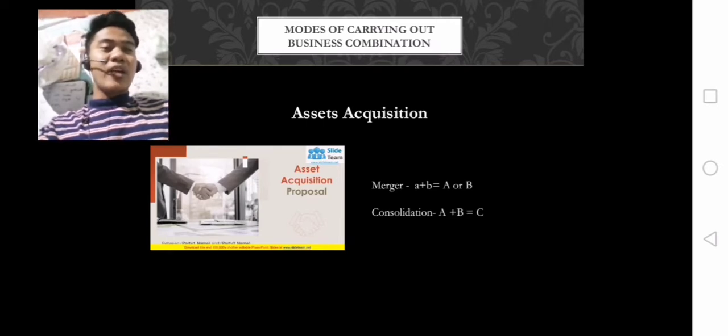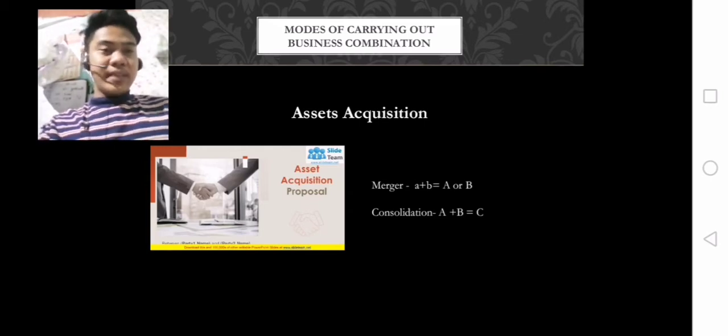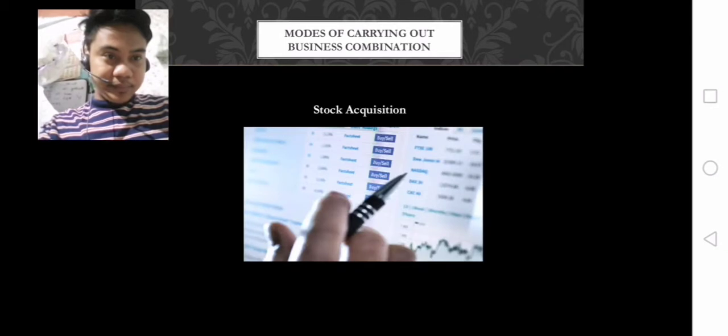Let's talk about the consolidation. In consolidation, A plus B will equal C. Both will cease to operate.